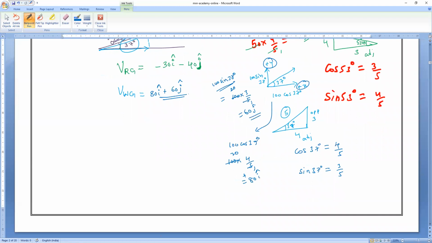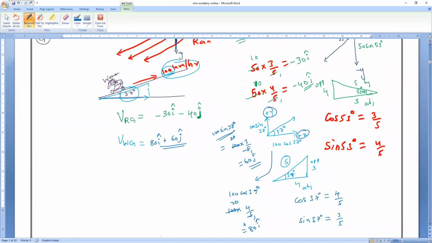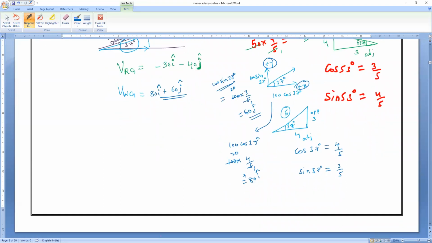Now, if I want to find at what angle the girl should hold the umbrella, we need to find something. Every time we are finding the same thing: the velocity of rain with respect to woman. Is it yes or no, guys? Which is equal to the velocity of rain with respect to ground minus the velocity of the woman with respect to ground.